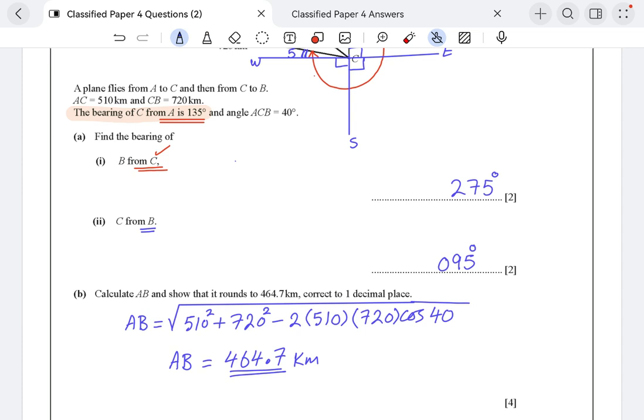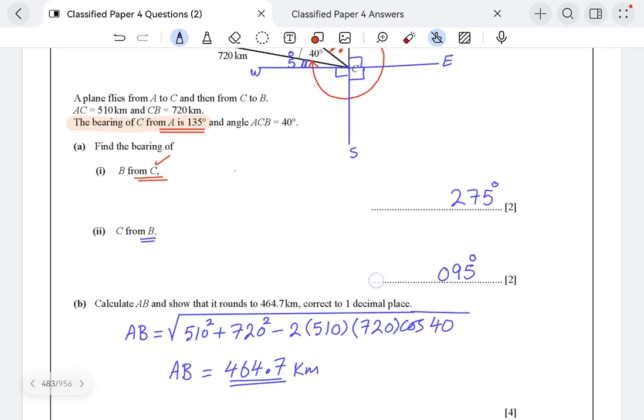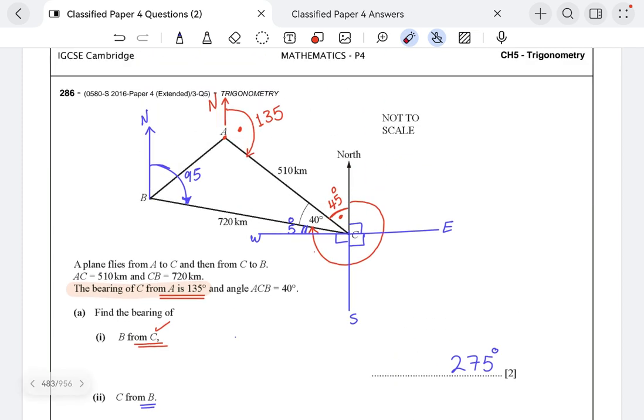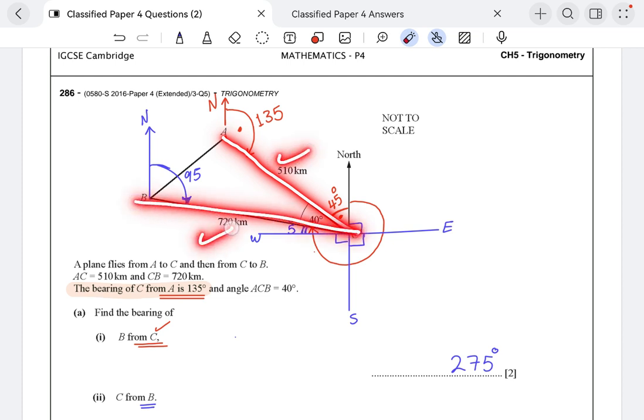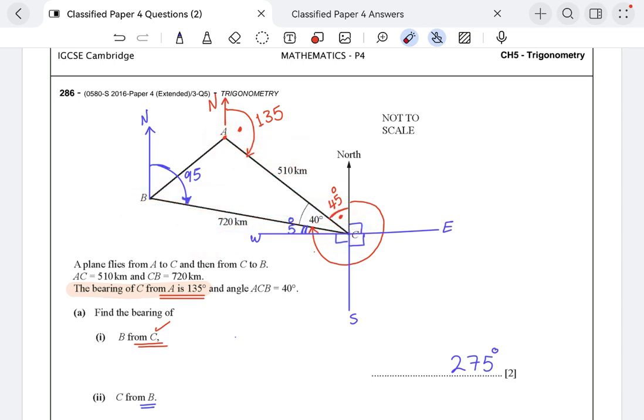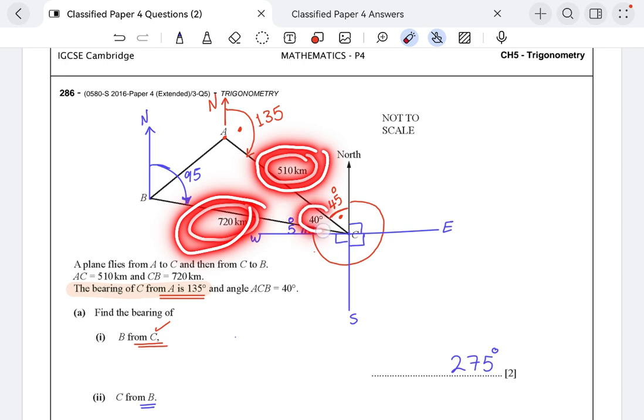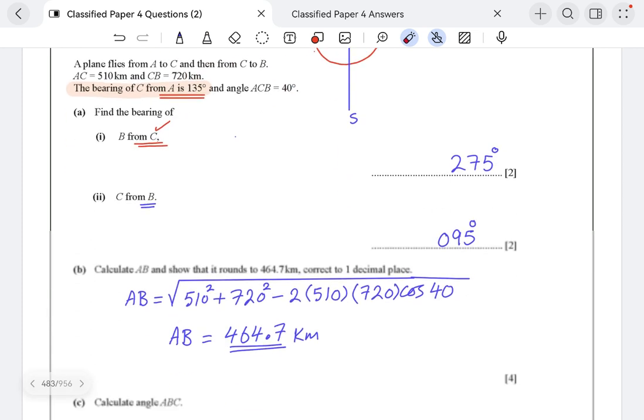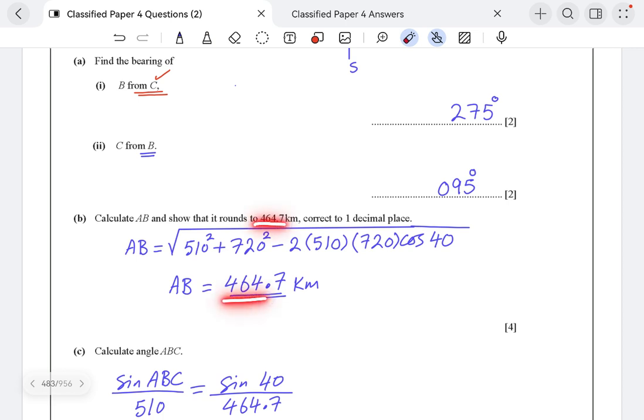The second question is to calculate the size of AB. Show it's 464.7. AB, this side, is in a triangle where you know two sides, AC and BC, and the included angle. So you have to use the cosine rule to find AB. You'll say AB equals the square root of 510 squared plus 720 squared minus 2 by 510 by 720 cosine 40, the included angle. You will find that AB gives you the same value, 464.7.